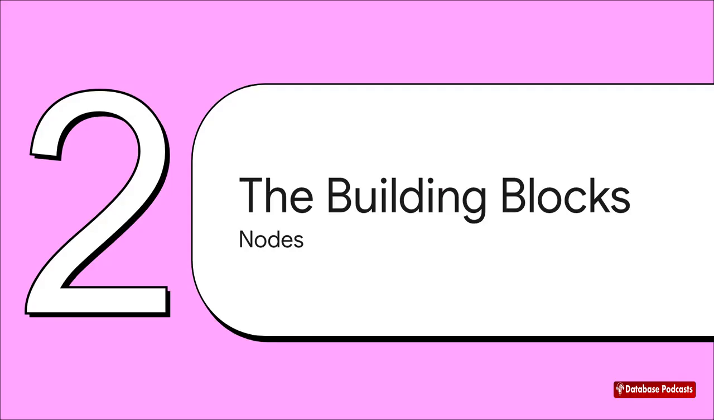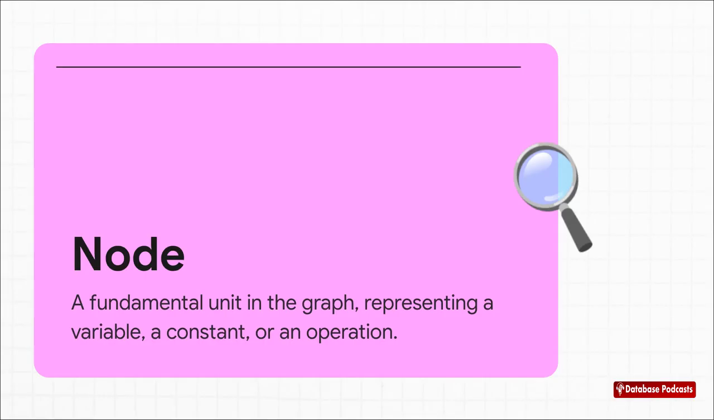So what are these blueprints actually made of? Well, like any good plan, they're built from some basic building blocks. We call them nodes. You can think of a node as a fundamental unit in the graph. It can be a value, like a variable or a constant, or it can be an operation, an action, like adding or multiplying. Let's dig into the main types.